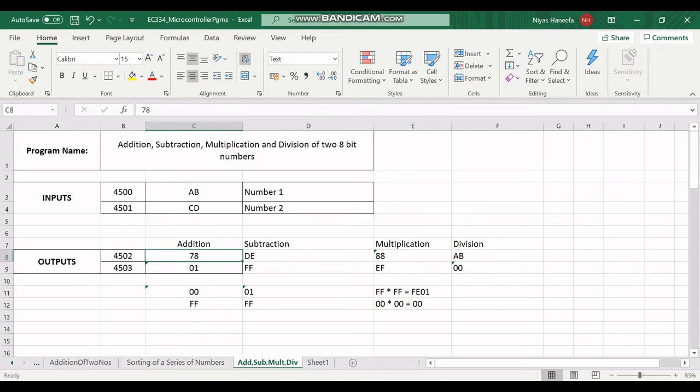So for addition, we have to allocate two locations because the result can be more than 8 bits. Like I mentioned, FF plus FF will be equal to 01 FE. So the highest address corresponds to the highest byte and the lowest address corresponds to the lowest byte. Similarly, for subtraction, if you are subtracting a lower number minus a higher number, the highest byte should be FF, indicating that it is a negative number. If it's the largest number minus the smallest number, it should be 01. That is how it is for subtraction.